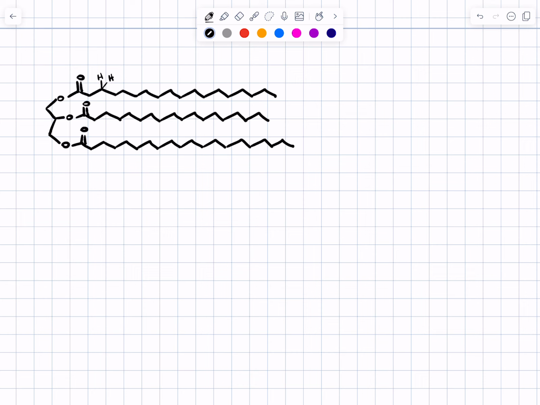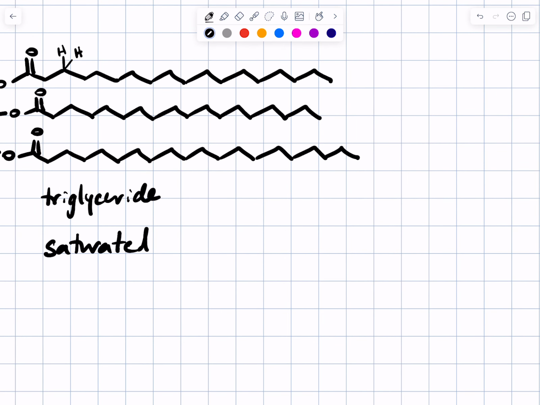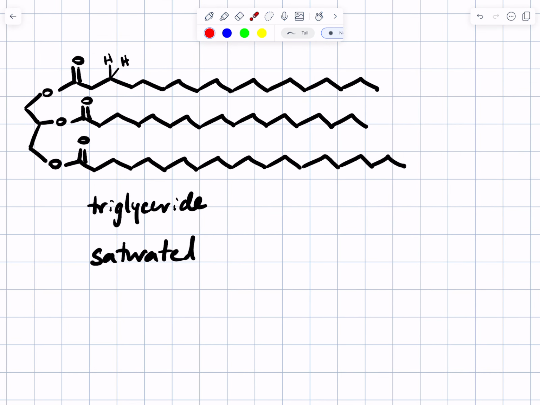So I told you this was a triglyceride. And this type of molecule is what we're going to call saturated. The reason it is saturated is because all of the carbons in the nonpolar, what we're going to call fatty acid portion of the molecule, are fully saturated with hydrogens. There are no double bonds. Okay? You have heard of saturated fats. That's where this comes from.